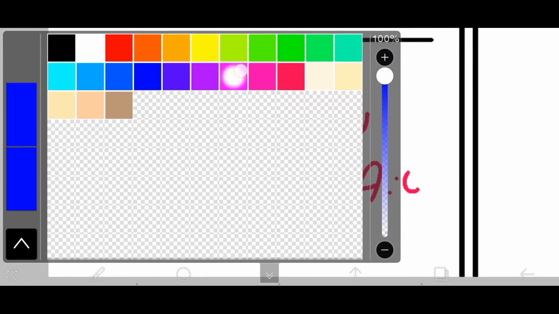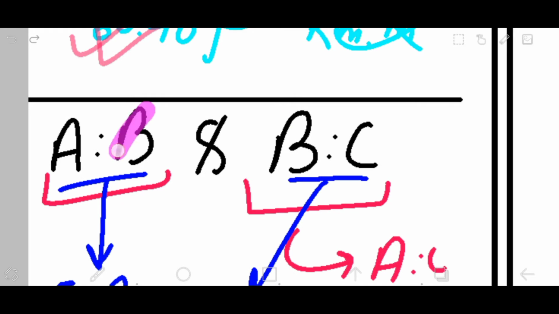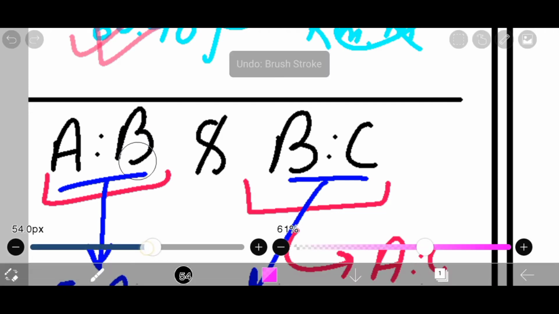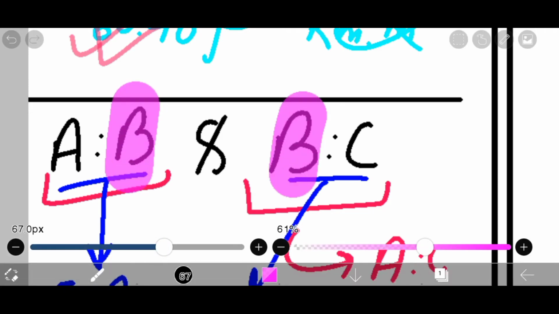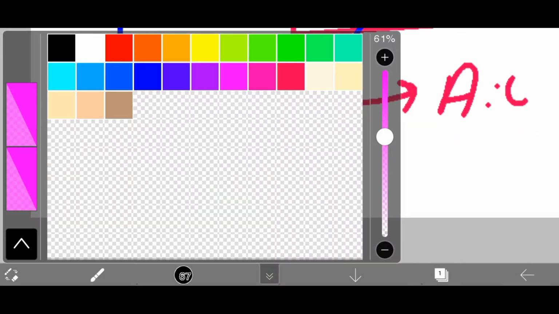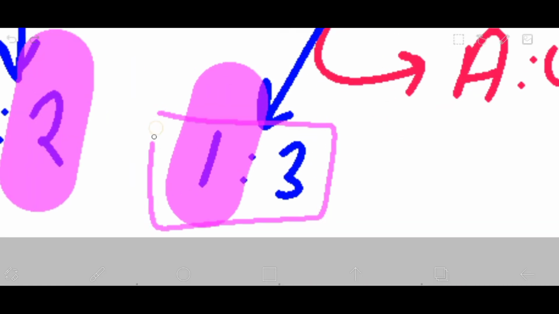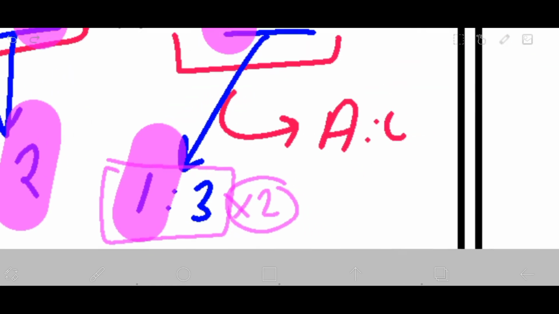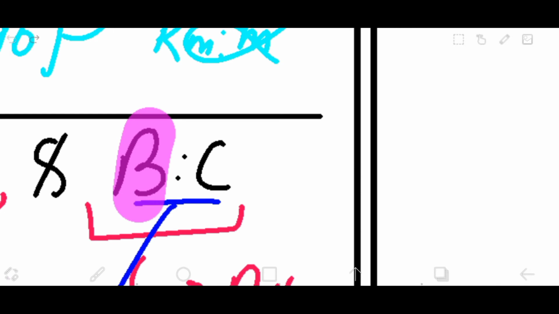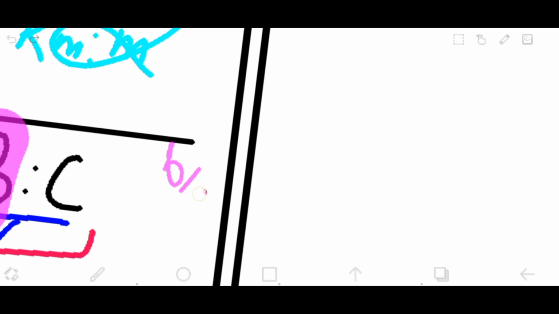As you can see, we have to make the common unit match. Here we have b as common. It's 2 in the first ratio and 1 in the second, so we have to make it common, and for that we need to multiply the second ratio by 2. I hope you know that multiplying both terms of a ratio doesn't affect the ratio, since it cancels out, like b by c. If you multiply 2 here and 2 here, it's nothing.